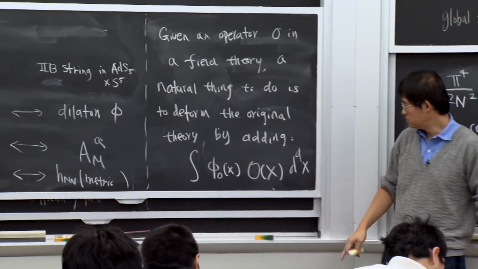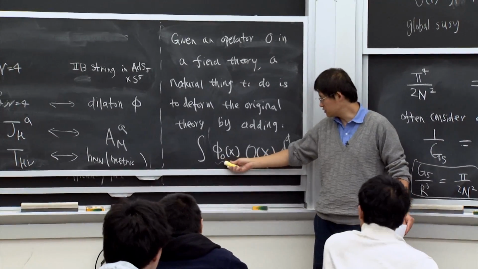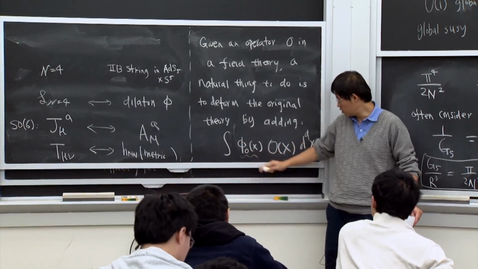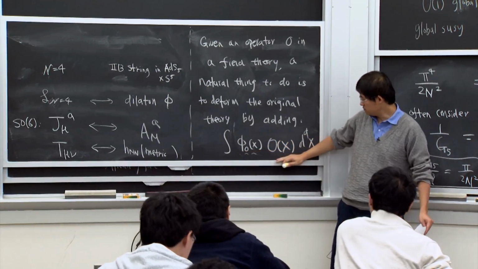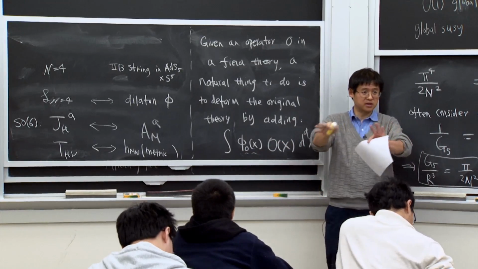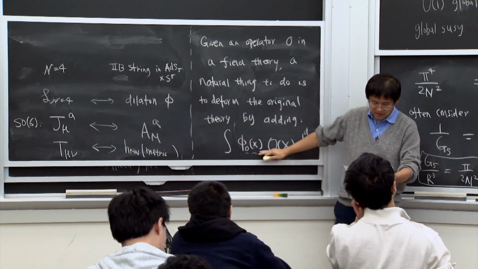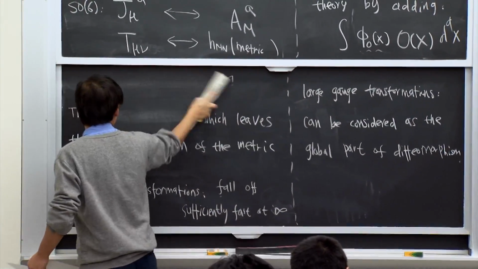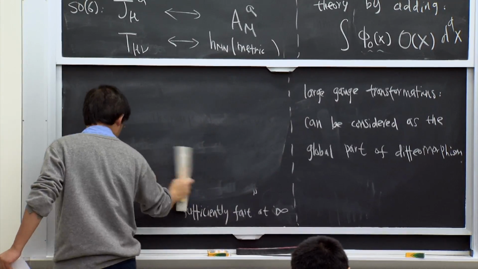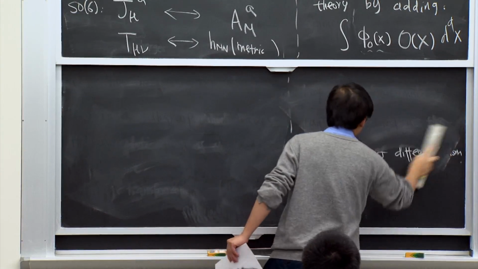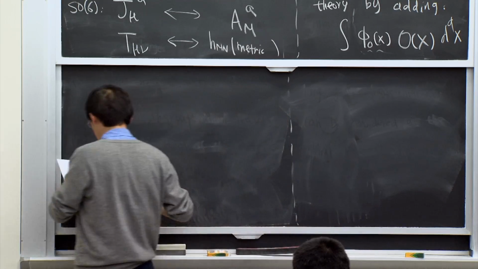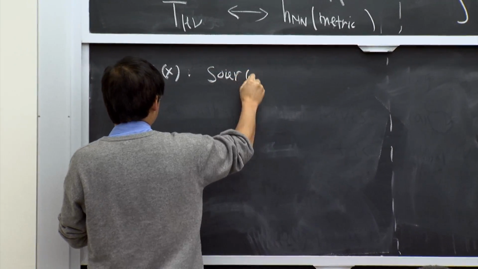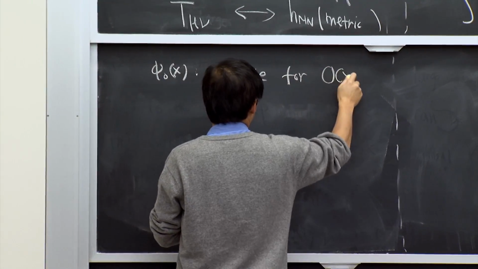So I have an operator. I can put the source, I can put the coefficient, and these coefficients, say, may or may not depend on the space-time coordinates. And I can always add such a term to the Lagrangian. And then this deforms my theory away from the original theory. So this is a natural thing to do. And this phi 0 is often called the source.